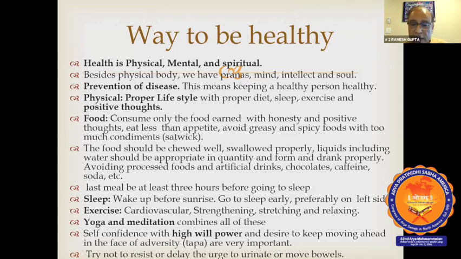Last meal should be at least 3 hours before going to sleep. And as much as possible, try to sleep on the left side. No TV in the bedroom. Put the phone on silence or mute if possible.